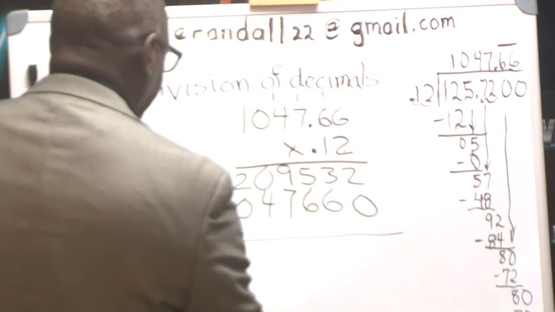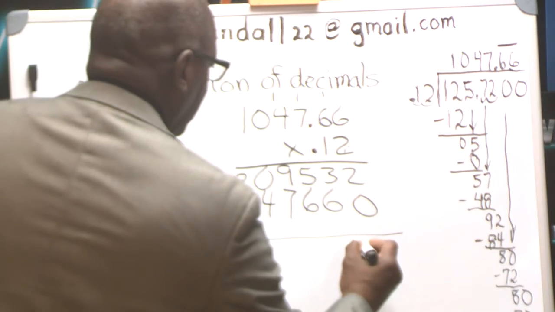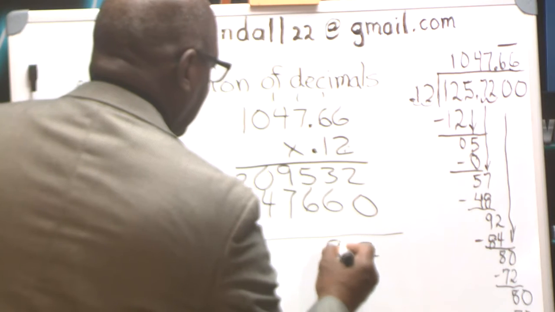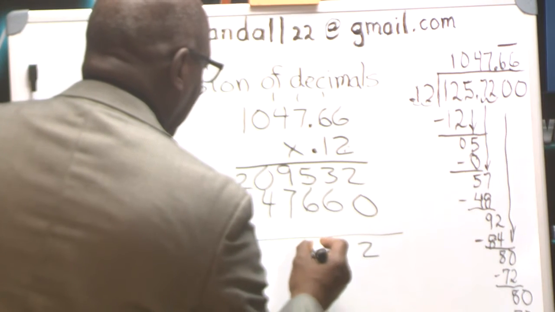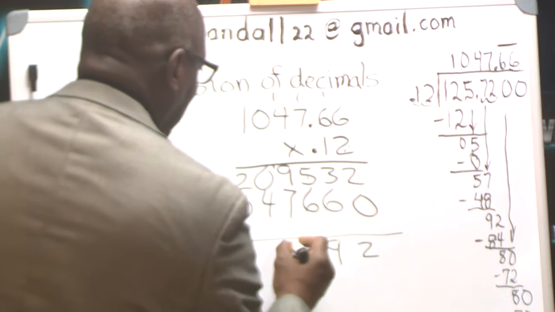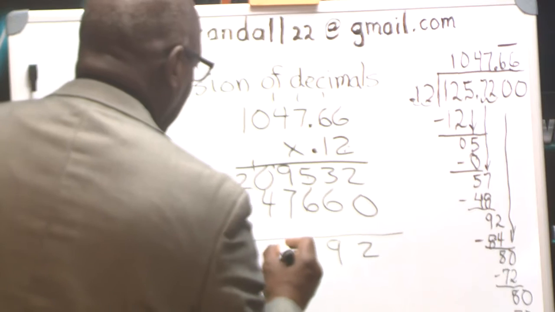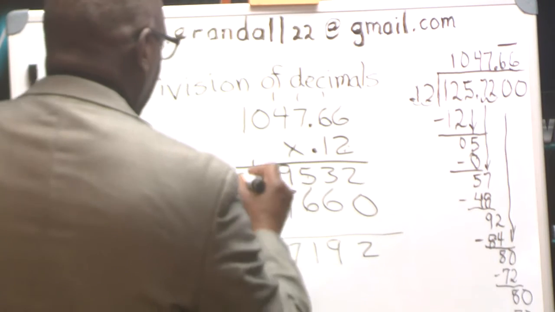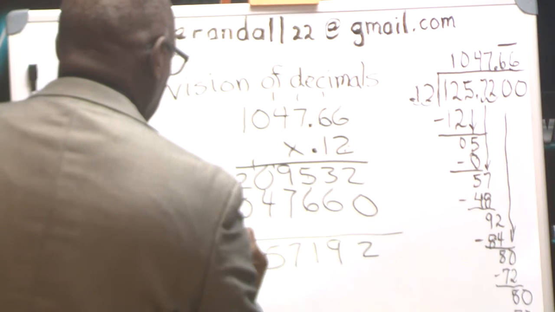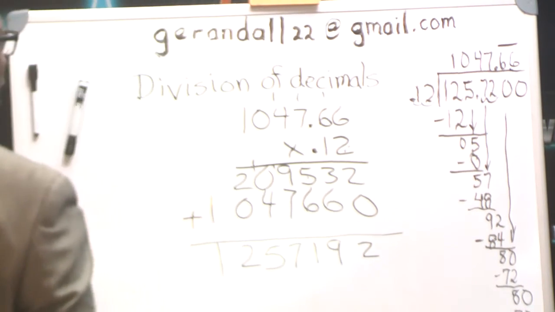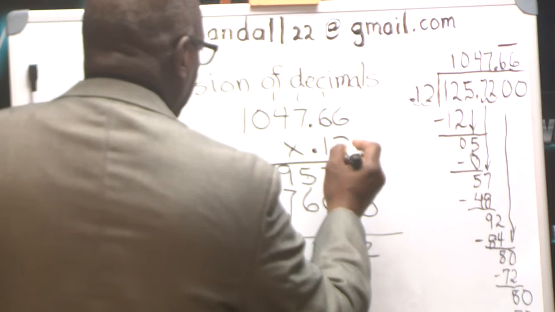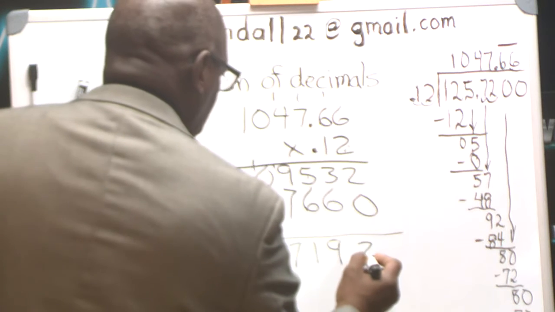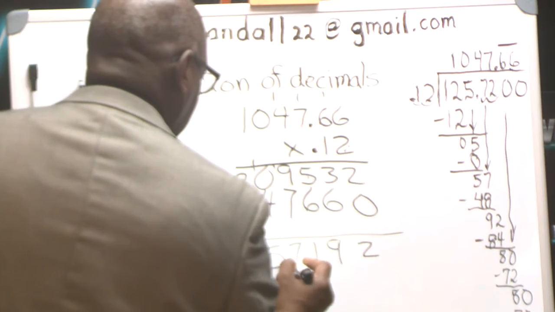Now we add. 2, 9. 5 plus 6 is 11. Carry the 1, that's 10 and 17. Carry the 1, 5, 2, 1. How many decimals? 1, 2, 3, 4. 1, 2, 3, 4.